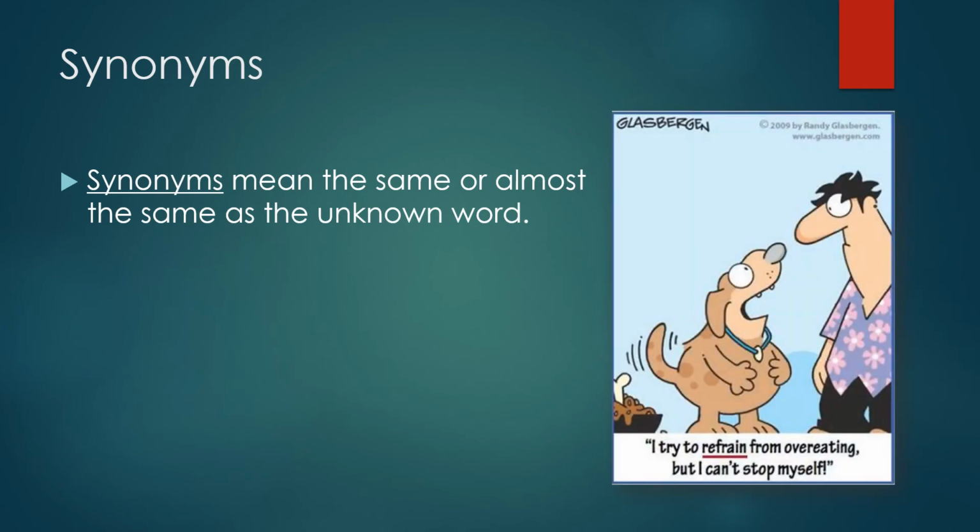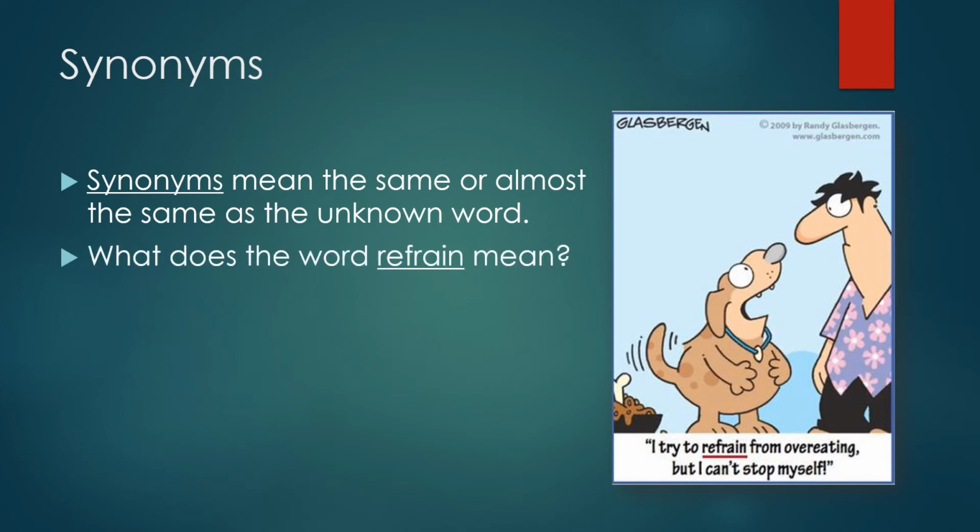So the cartoon here is a dog talking to his owner again. It says, I try to refrain from overeating, but I can't stop myself. So what does the word refrain mean there? Again, this is something that is given as a synonym in the same sentence. To refrain from overeating, he says, I can't stop myself. Refrain and stop both mean the same thing. So if he tries to refrain from overeating, he's trying to stop from overeating. So again, sometimes it's easy to tell, sometimes it's a little trickier. So we'll look at a few examples here and you'll see a little bit more of what I'm talking about.